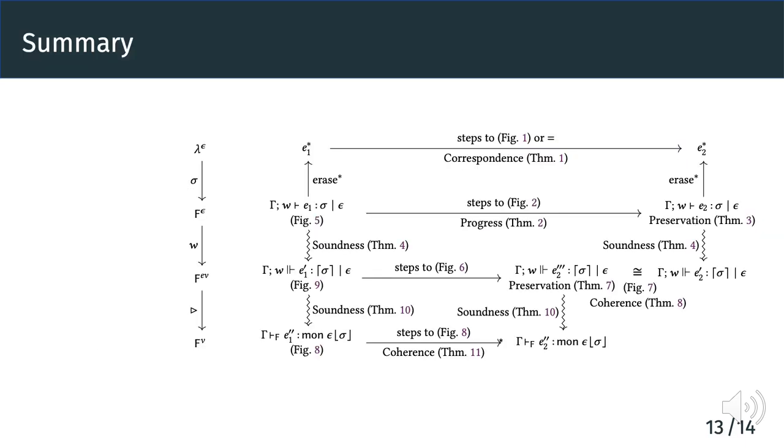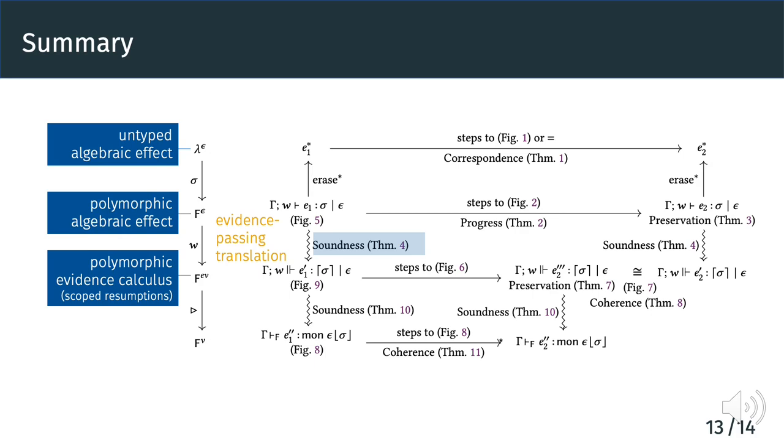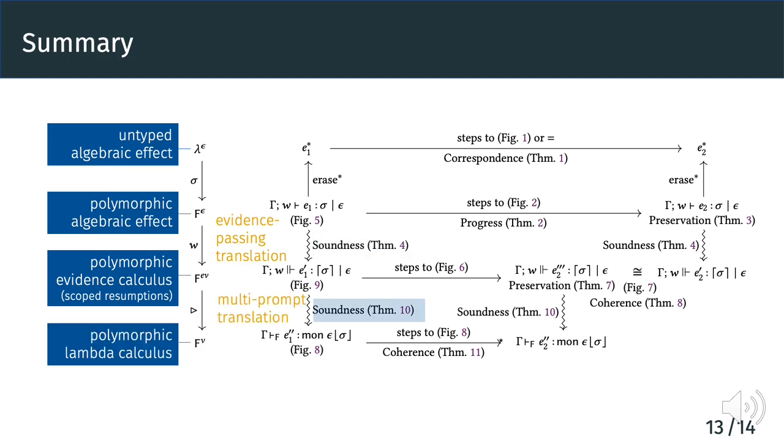We summarize all calculi and meta theory in our paper using this figure. We have a polymorphic algebraic effect calculus, system FE. We can erase the types in system FE and get to an untyped algebraic effect calculus, system lambda E. Also, we can do an evidence passing translation to a polymorphic evidence calculus, system FEV. Finally, we show that system FEV can use the multi-prompt translation and translate to a polymorphic lambda calculus, system FV. With both translations available, we get an implementation of polymorphic algebraic effects in terms of polymorphic lambda calculus.